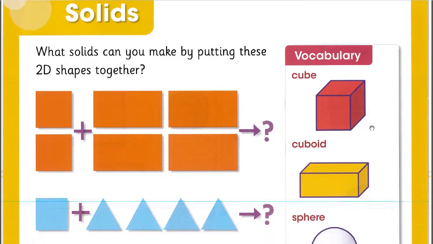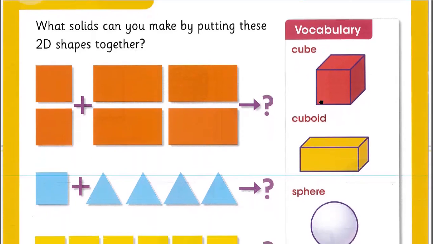This first shape is called cube. Say with me, boys. Cube. This is a cube, and it has 3 dimensions. Number 1, number 2, and this is number 3 dimension. Okay, so that is called cube.